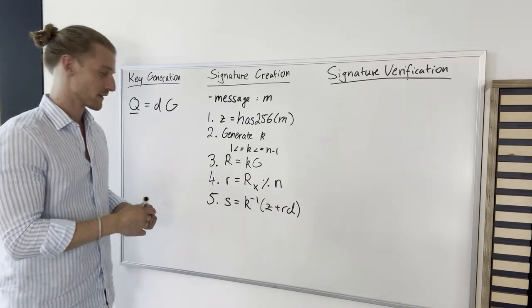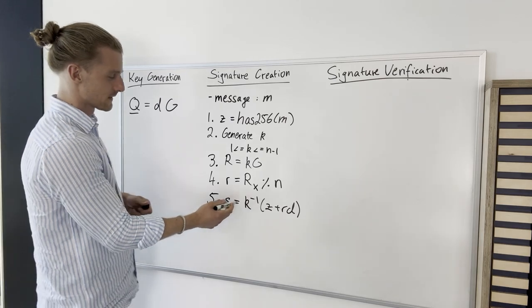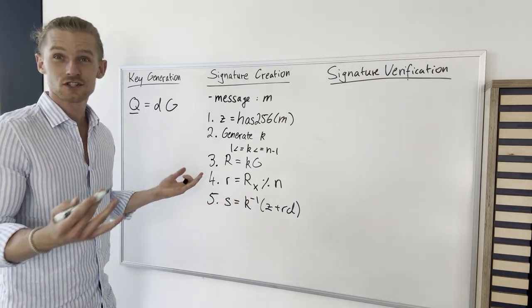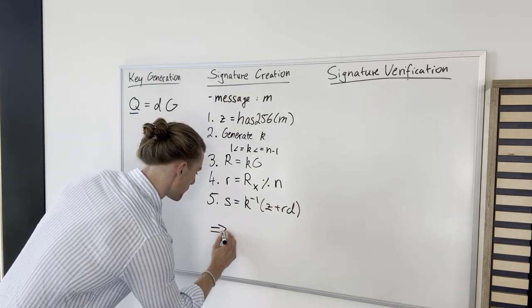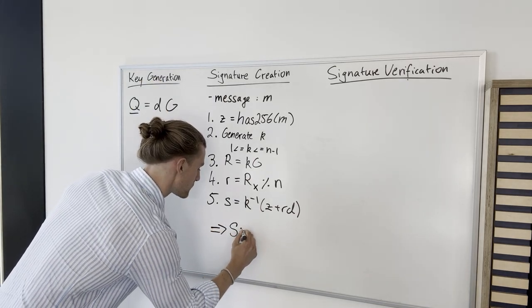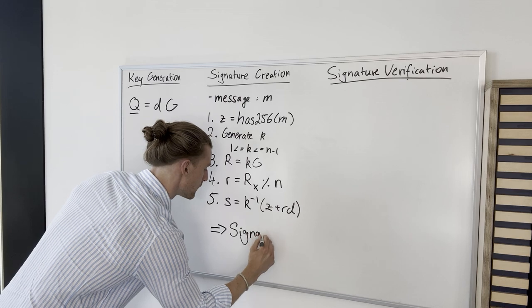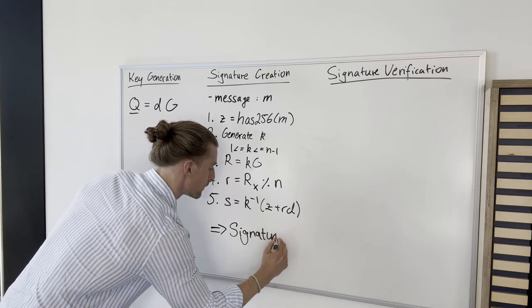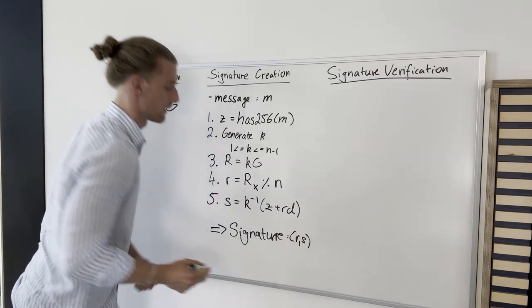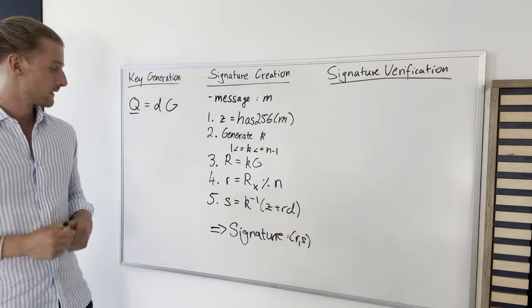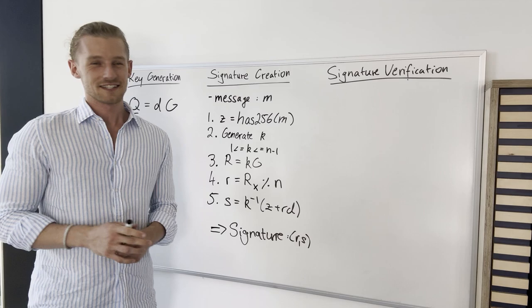Okay, so let's get back to this. So we've now computed S as well, and then the signature just becomes R and S. So we then have the signature, which is just R and S. That's how we create the signature.